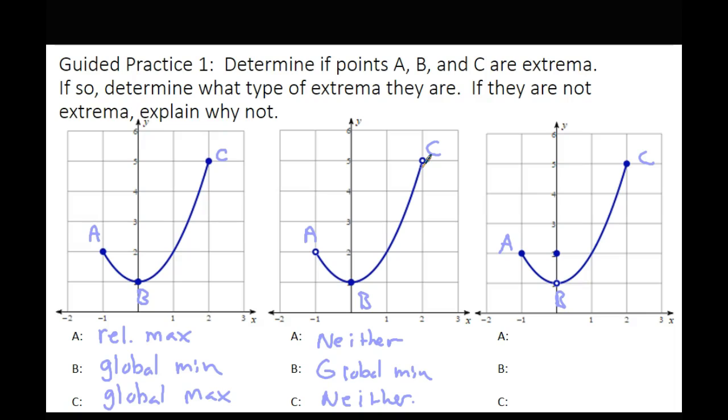A is a relative minimum. Oh, no, it's a max. Relative maximum. My bad. How about B? That would be nothing. It's neither. How about C? Global max.